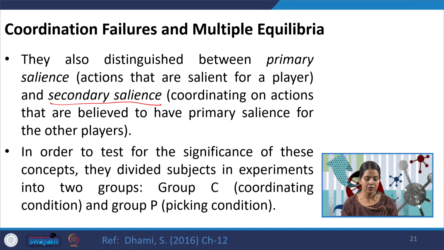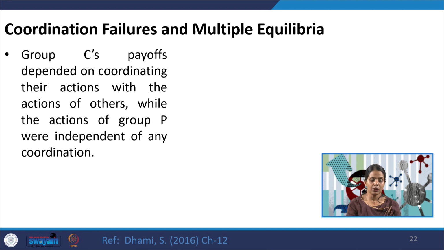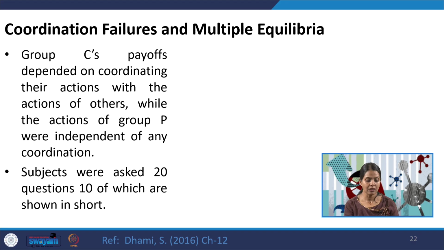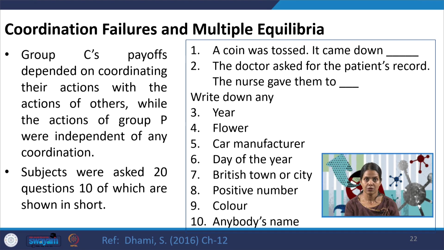In order to test for the significance of these concepts, they divided subjects in experiments into two groups. The experiments would consider two different groups. One is under the coordinating condition, called group C, and group P is the picking condition. They are basically picking up actions that are best suitable for themselves. Group C's payoffs depend on coordinating their actions with the actions of others, while the actions of group P were independent of any coordination. Subjects were asked 20 questions, 10 of which are shown here in short.